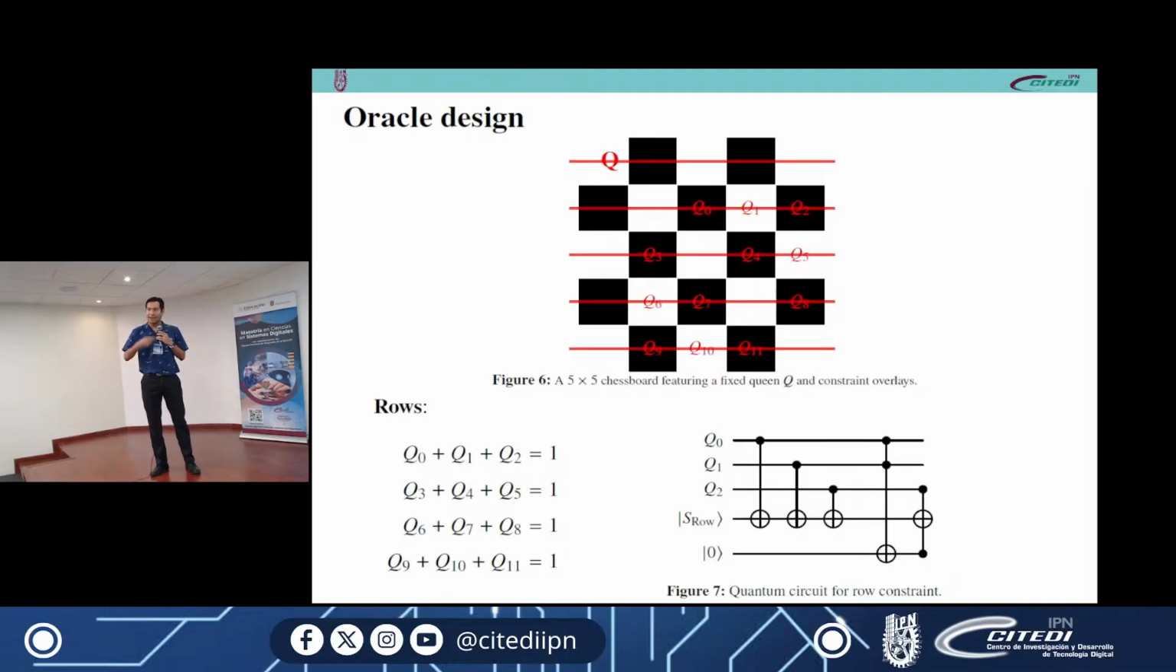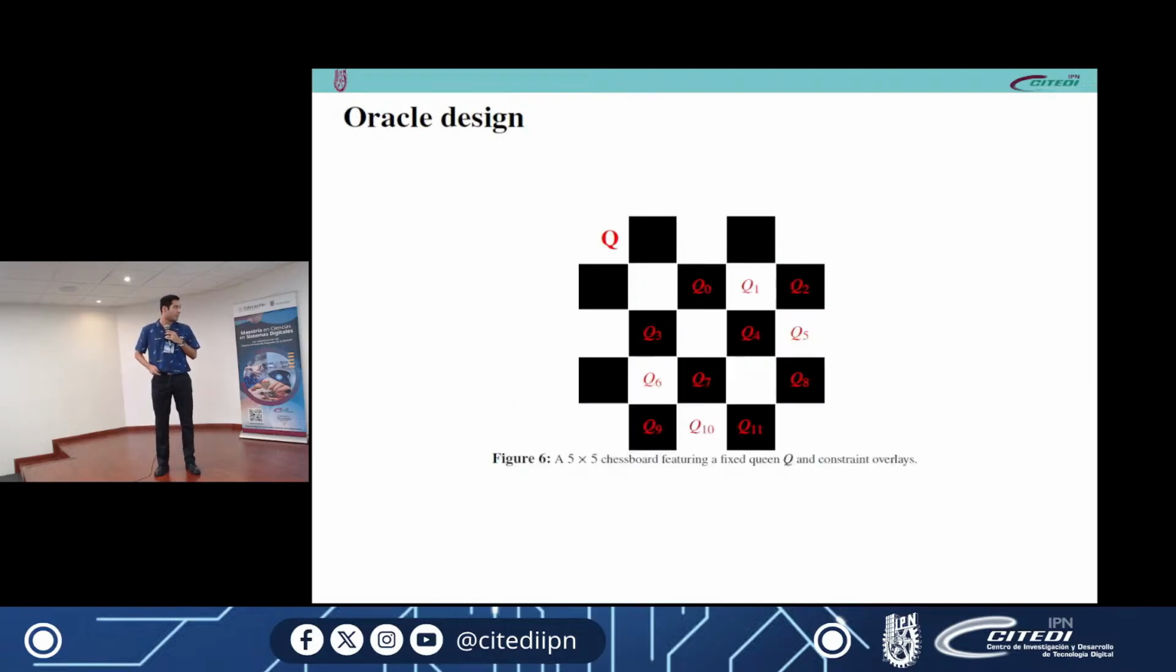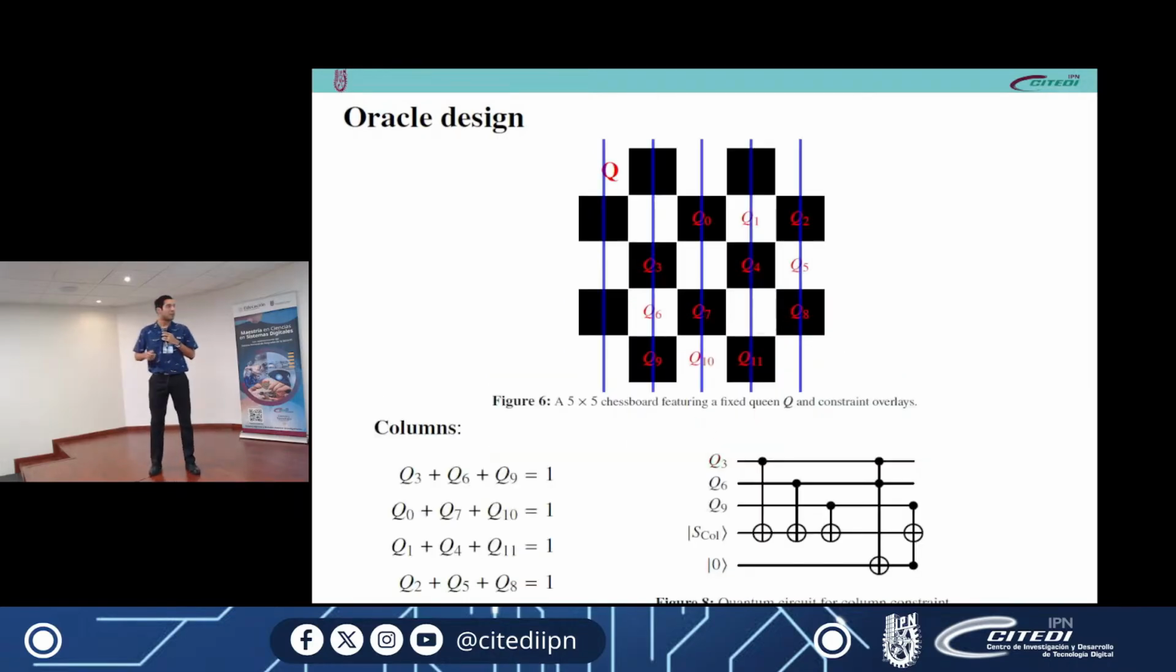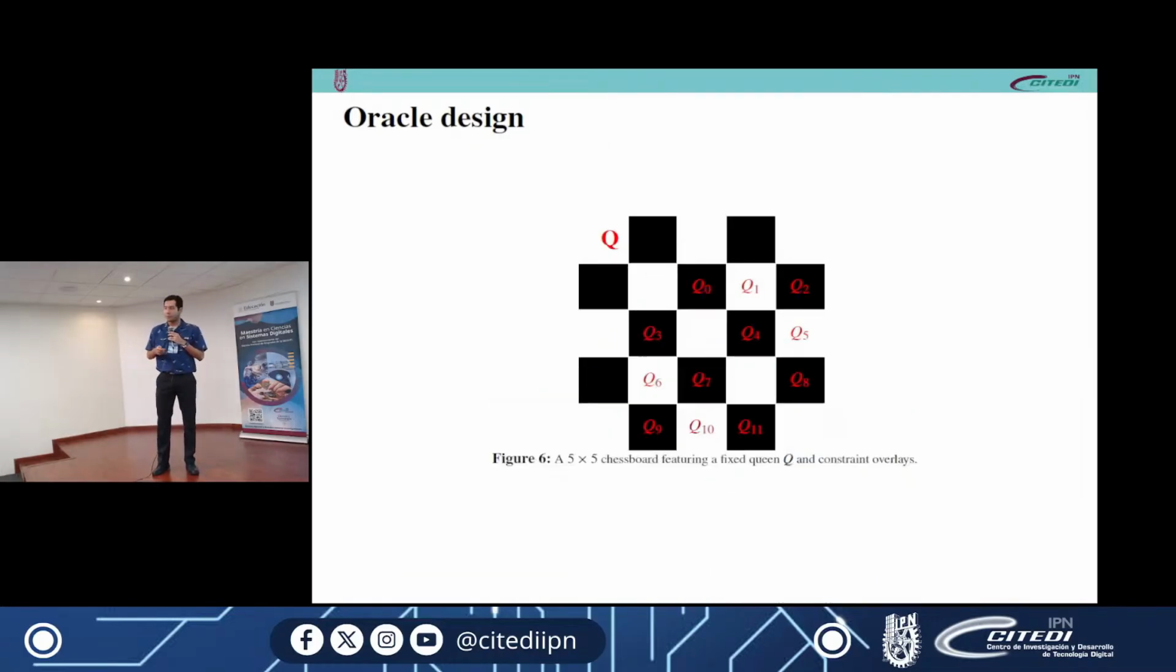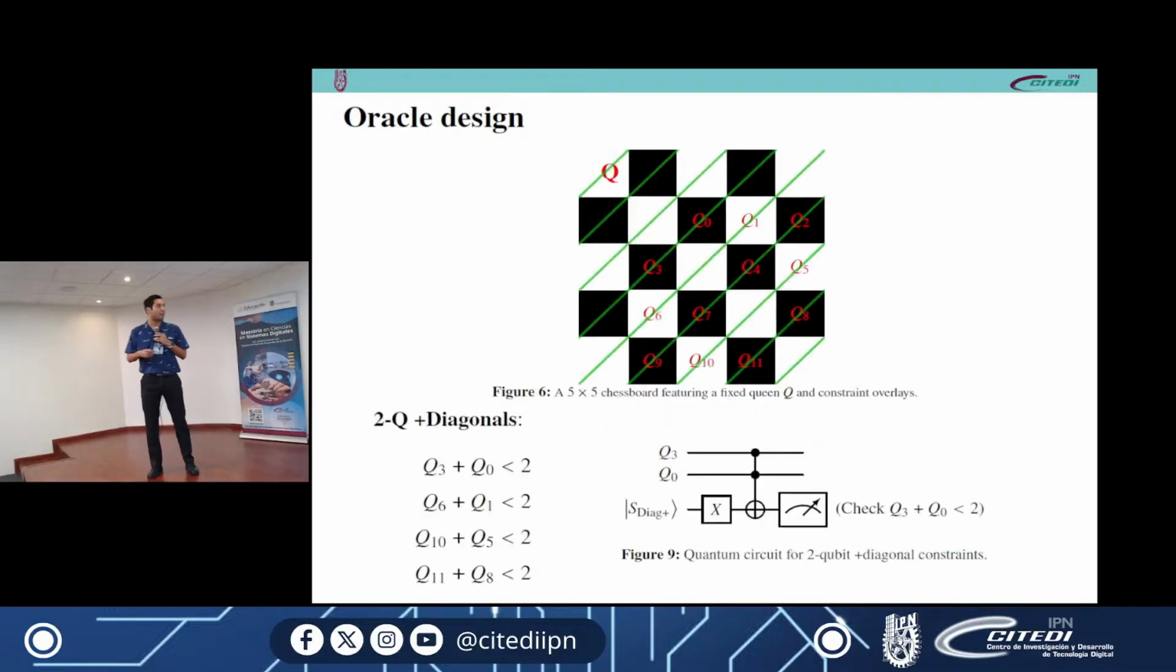And as you can see here, we can formulate them as 3 variable equations that all have to equal 1. We can represent this through this quantum circuit, considering all possible combinations and using 1 additional ancilla so that we can have the combination of the 3 of them, as you can see here. And the same would be done for the columns. All of them are represented through 3 variable equations, and we can also represent them through a similar circuit. However, for the diagonals, we have a special case.